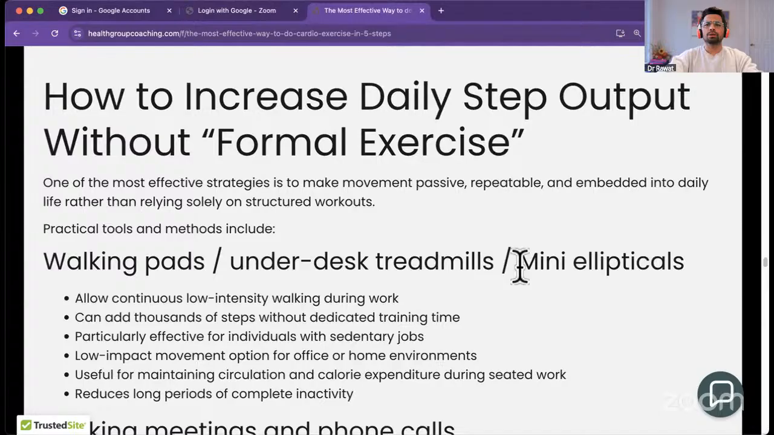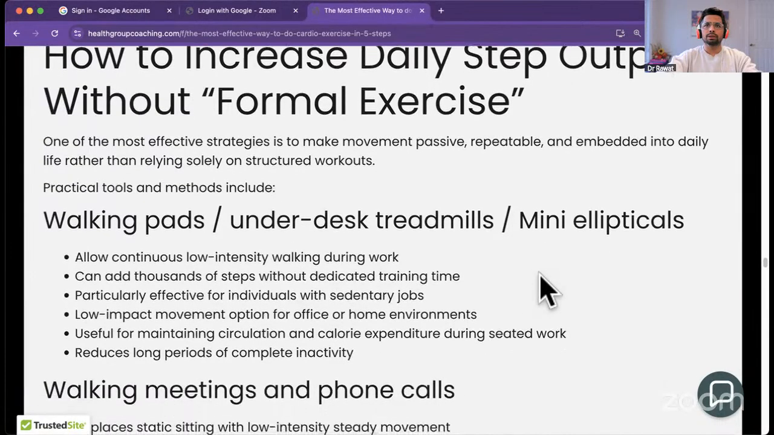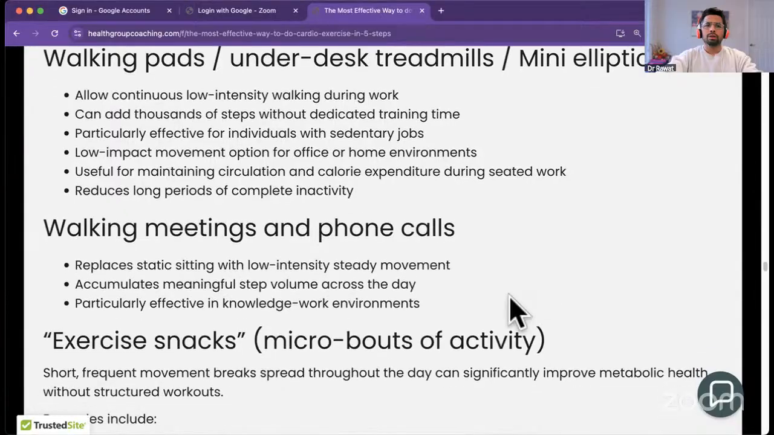And what are the things you can do to increase your daily step counts? I mean, you can have these under table treadmills, these mini ellipticals, these walking pads. These are all really smart ways of increasing your step counts. You can have walking meetings and phone calls.